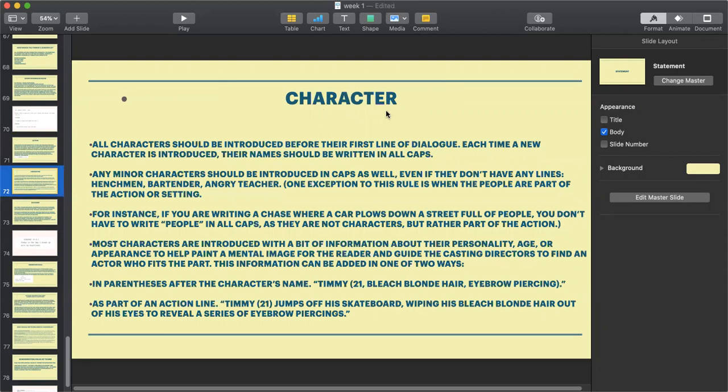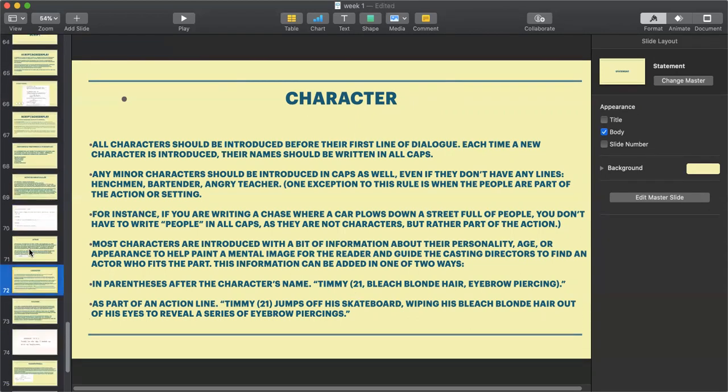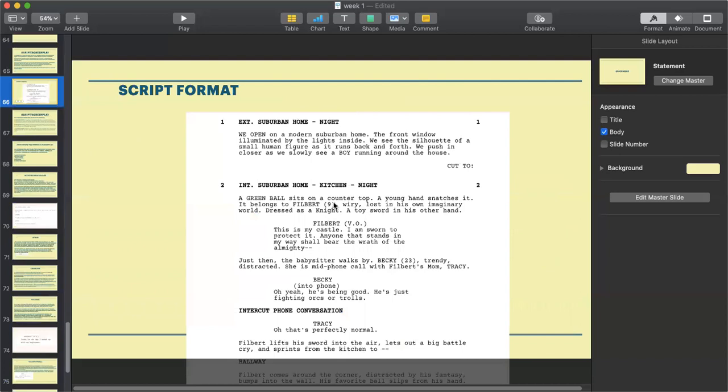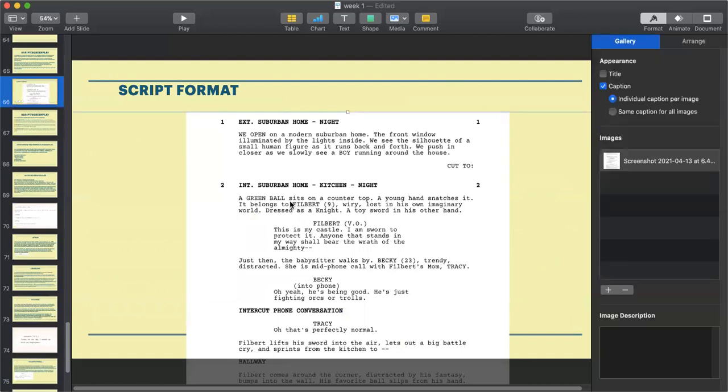Character. Okay, the third part is character. All characters should be introduced before their first line of dialogue. Okay, each time a new character is introduced, their names should be written in all caps. Okay, this is how in the script you should write. For example, in the format I have shown here, see, it belongs to Filbert, which is in all caps. Okay, it is written before the dialogue. So the character is told first, is introduced first, then the dialogue.